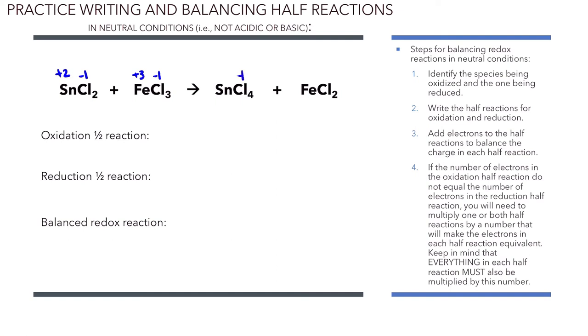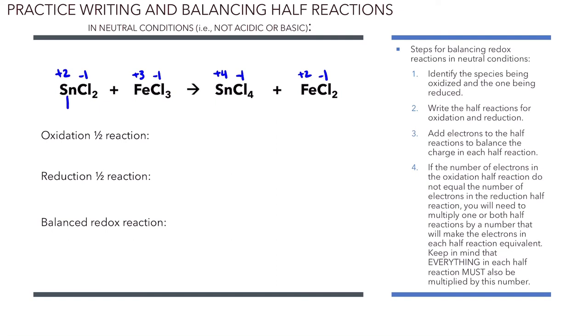Chlorine again, -1. There are 4, so tin is going to have to be +4 to balance that out. And then chlorine again here is -1, and there are 2 of those, so iron is going to have to be a +2 to balance that out. All right, so now I need to go through and look for what changed, or what the differences are from side to side.